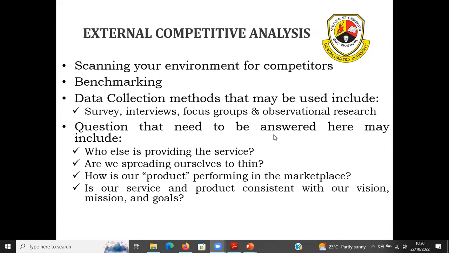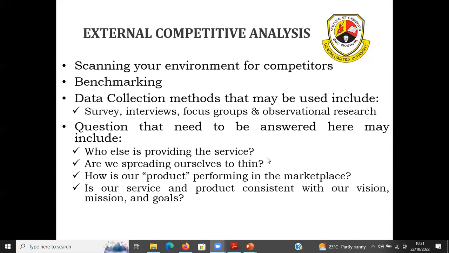The external competitive analysis. So here is where you scan the external environment, and this is where we also benchmark. In this time when you're scanning the external environment, you also scan for your opportunities and threats. Now, in relation to benchmarking, you also determine what data collection tools you wish to use. So we can see where benchmarking comes in to feed the strategic planning process. Here are just some guiding questions you may have.